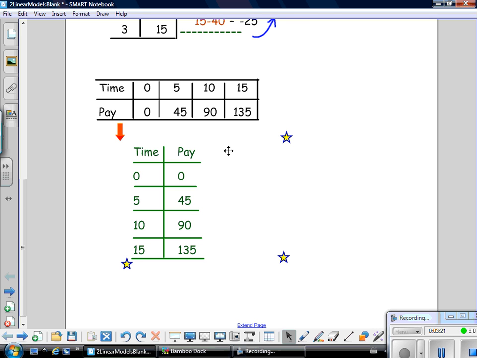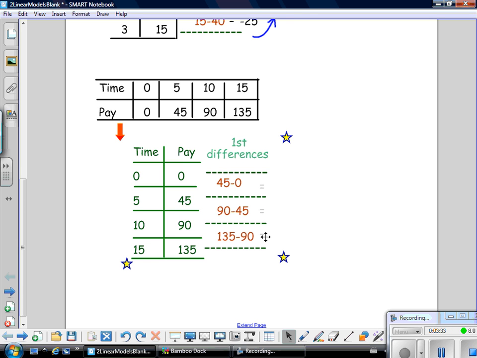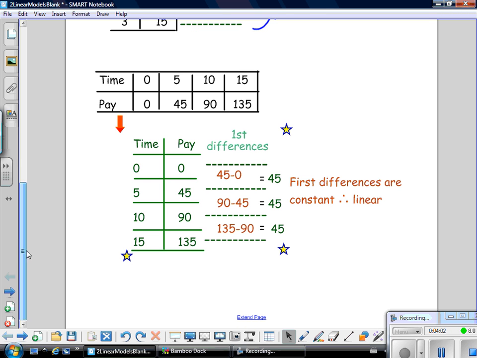Now, again, I'm going to add first differences, and I'm going to start at the bottom and do the subtracting. So I have 135, and it just continues. When I actually do the subtracting this time, I end up with the same number, 45. This is important because I'm going up an even amount in my X column, and the first differences in my Y column are all the same. That means I can say that because first differences are constant, therefore it's linear. So I have this as my statement.